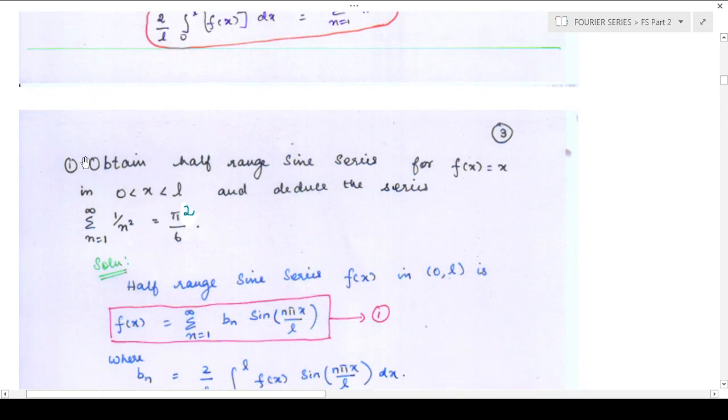Now we are going to see the first problem. Obtain the half range sine series for f of x in the interval 0 comma L. Hence deduce summation n equal to 1 to infinity 1 by n square, they are asking.